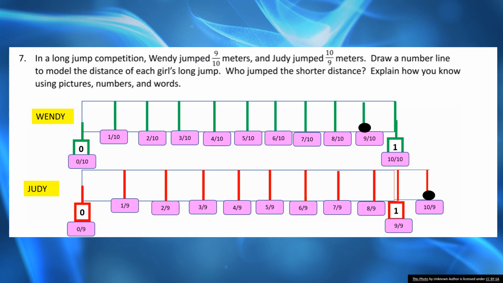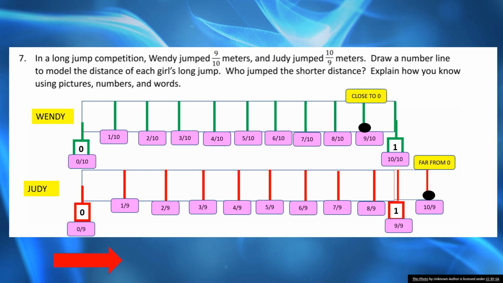And now let's take a look at it so that we can compare, right? Now, look at Wendy's model. Is Wendy closer to 0 than Judy is? Yeah, she's closer to 0. So that means that Judy is farther from 0. So that means that Wendy jumped the shorter distance.